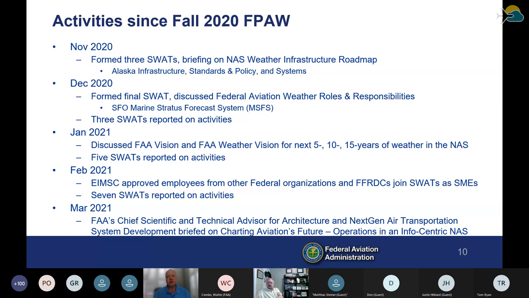Now, the administrator has formally released the NAS Vision 2035, and we're waiting for public affairs in the FAA to release that openly on the FAA website. So it's still not formally released yet, but it's been approved, so we can see what the entire vision is for the next 15 years or so.